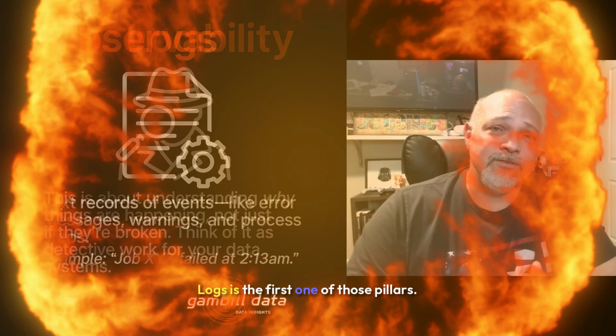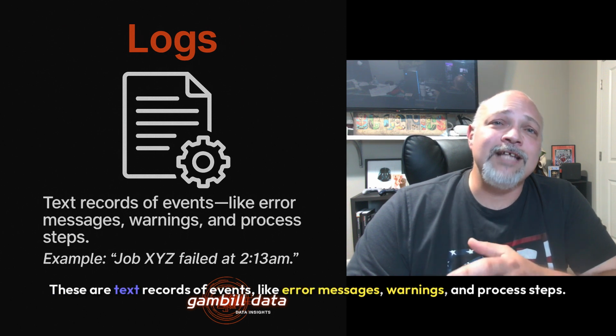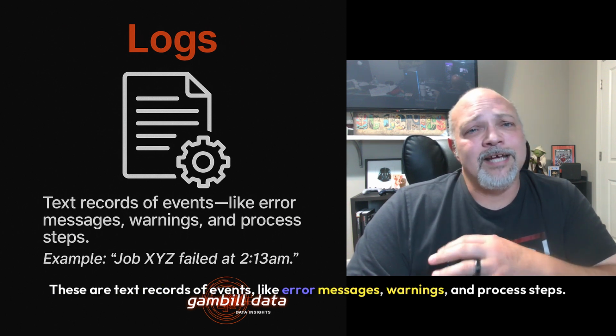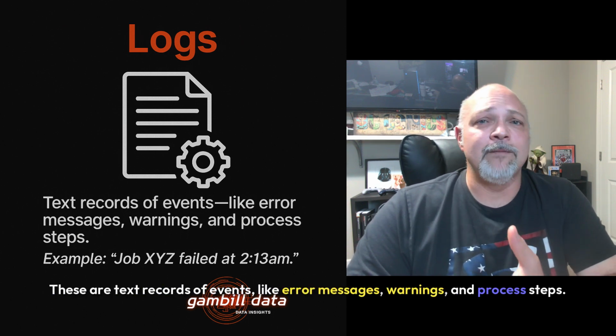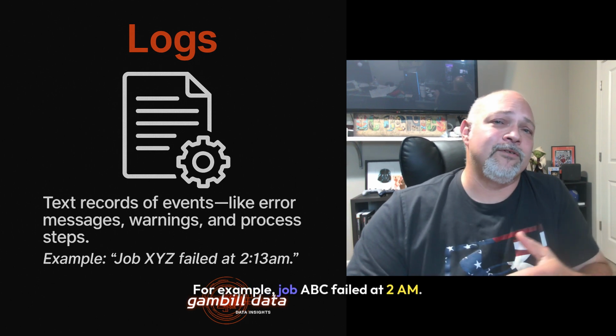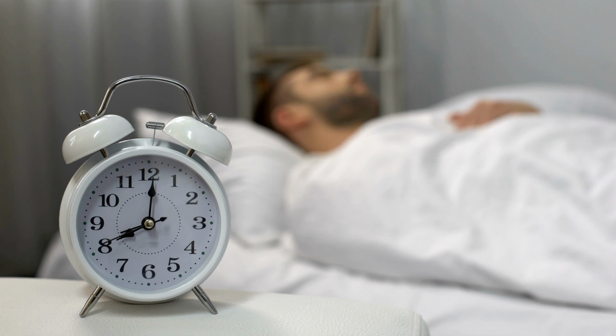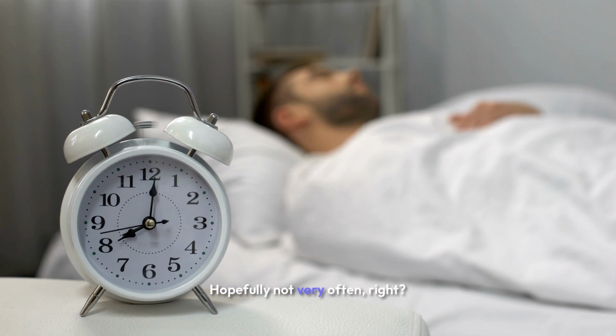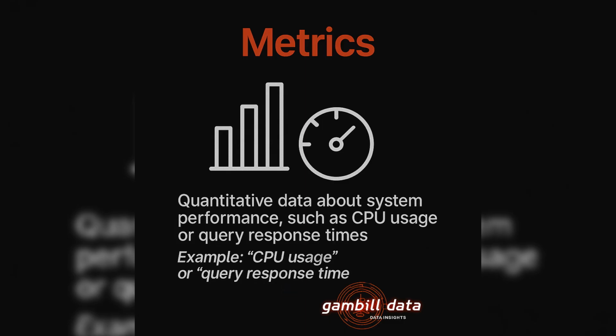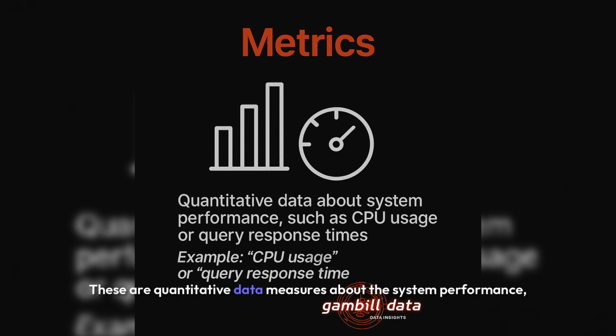Logs is the first one of those pillars. These are text records of events, like error messages, warnings, and process steps. For example, job ABC failed at 2 a.m. Hopefully not very often, right? Metrics. These are quantitative data measures about the system performance, like CPU usage or query response times.